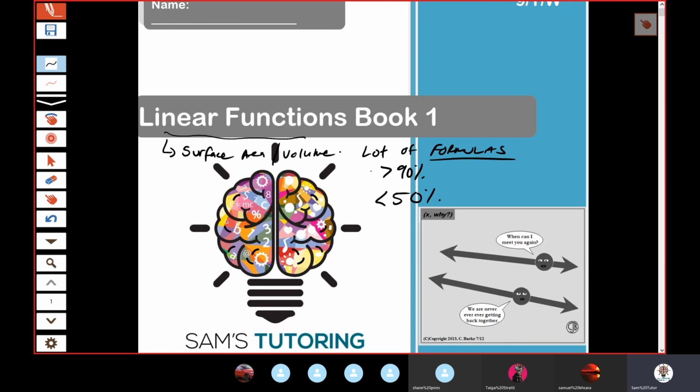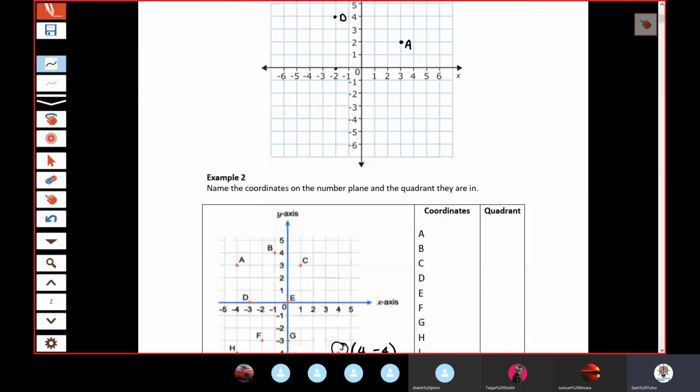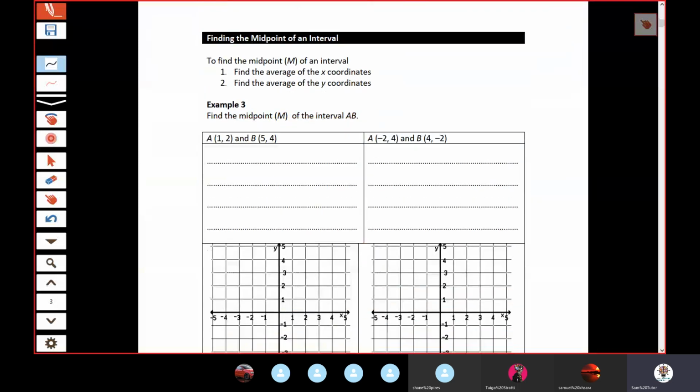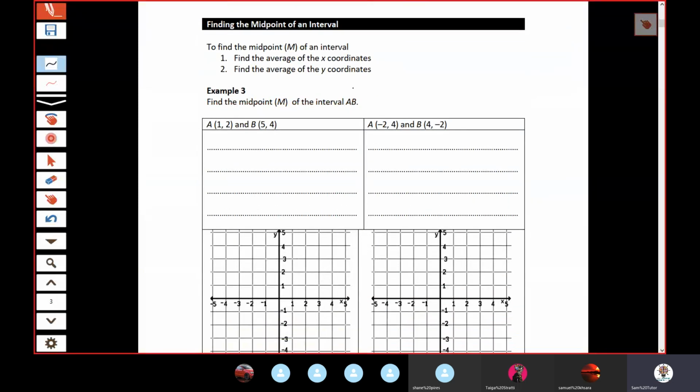Linear functions is exactly the same. You either know it, so you're going to do really well, or you think you know it and then you mix and match, which means you don't know it, and you'll actually fail. So linear functions can be a really easy topic because it's formula based, but if you mix and match the formulas, it's going to look really bad. So just so you know, bit of a heads up. All right, the first formula, find the midpoint of an interval.